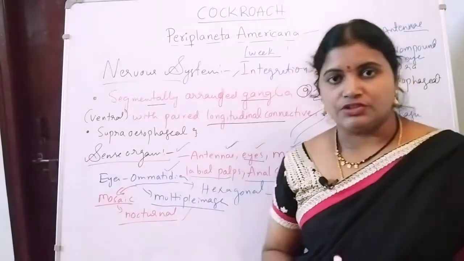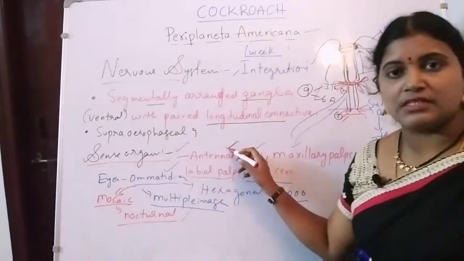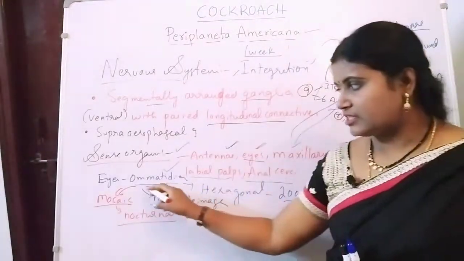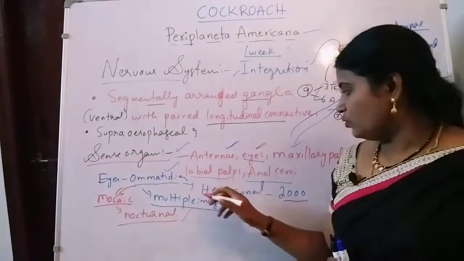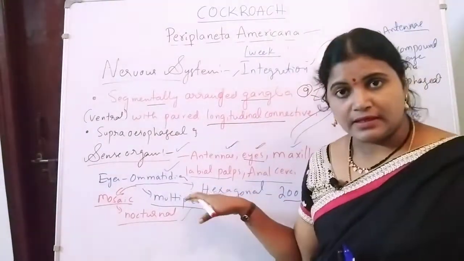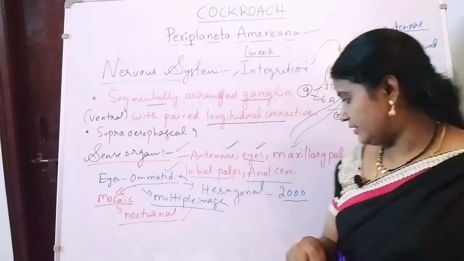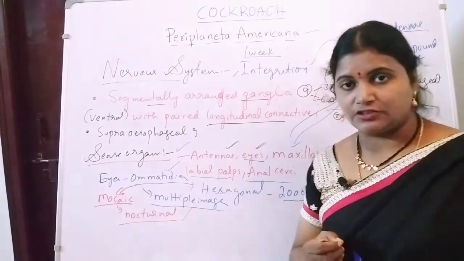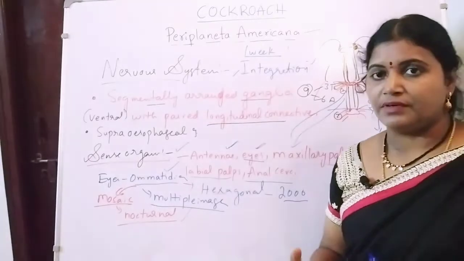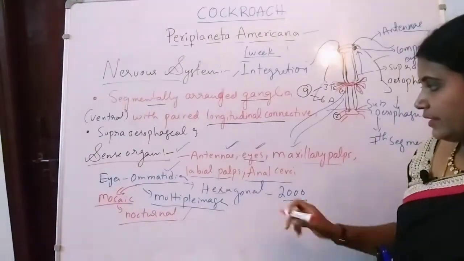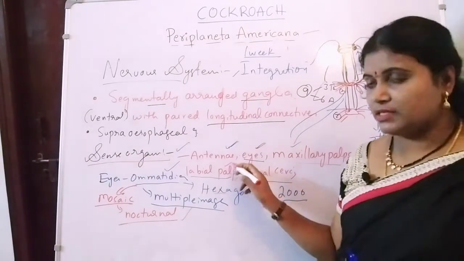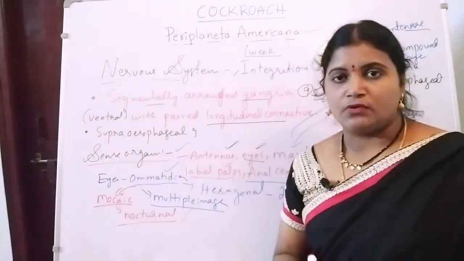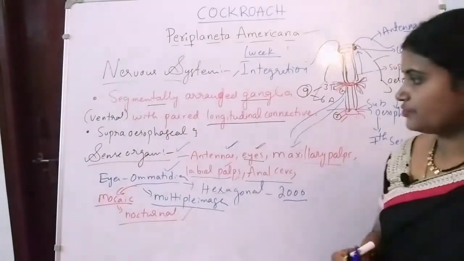So the antennae have sensory receptors to monitor environmental changes, and the eyes contain the special ommatidia structures, which are hexagonal in shape. They can receive multiple images at the same time. The maxillary palps also have receptors in their structures, with the help of which they can identify sounds and vibrations. Chemical stimuli are received by the labial palps. The anal cerci are also responsible for sensory function. So this is about the nervous system and sense organs.